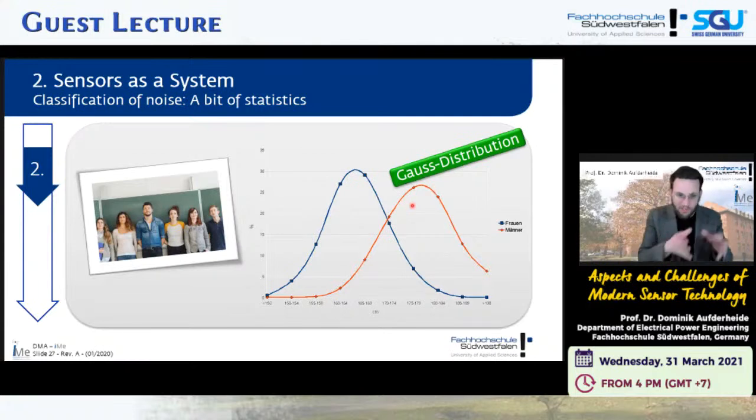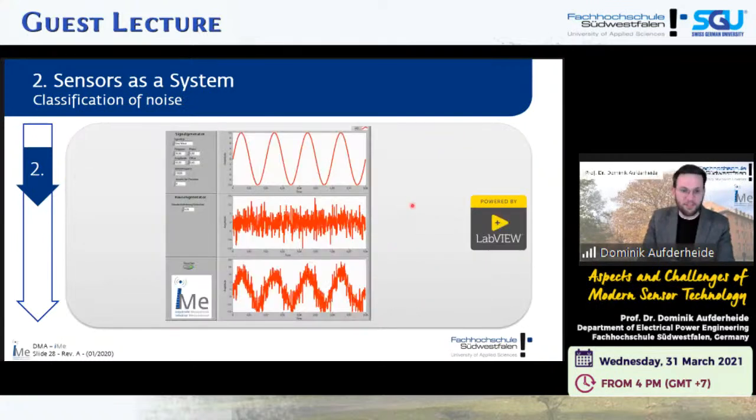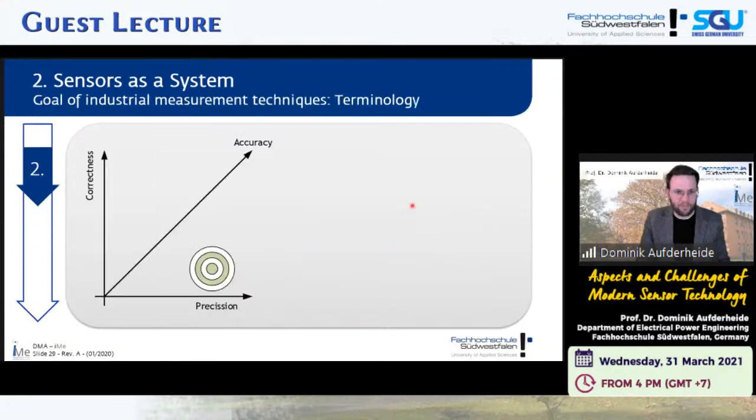And noise in measurement also follows this kind of distribution. Around the real value, we have the most measurements, but from time to time, we measure something completely wrong on the one hand or completely wrong on the other hand. And this is the Gaussian distribution.